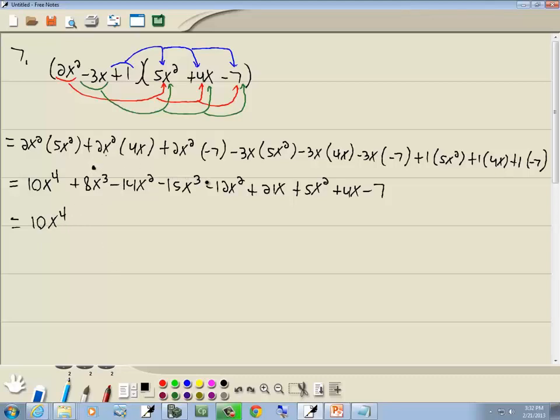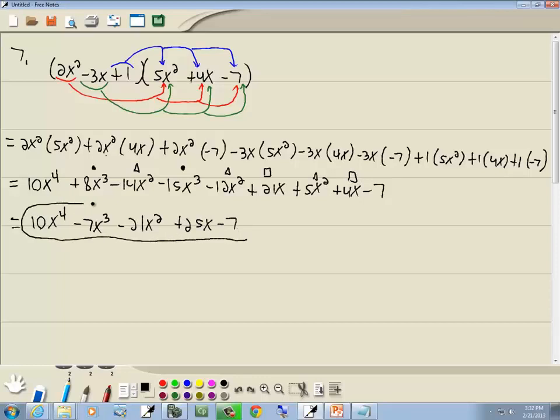Here we have an 8x to the third. Here's a negative 15x to the third. And that gives us negative 7x to the third. Here's an x squared. Here's an x squared, and here's an x squared. Negative 14 and negative 12 gives us negative 26. Plus 5 is negative 21x squared. And here we got 21x and 4x, that gives us 25x minus 7. Assuming no basic math error, that's our answer.